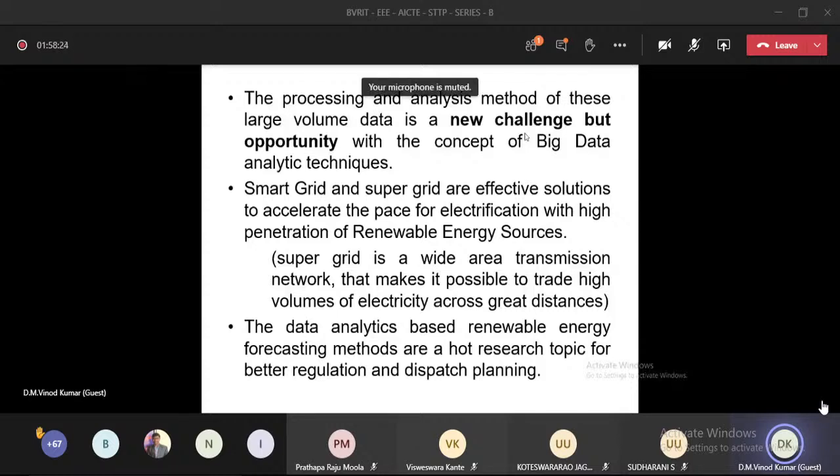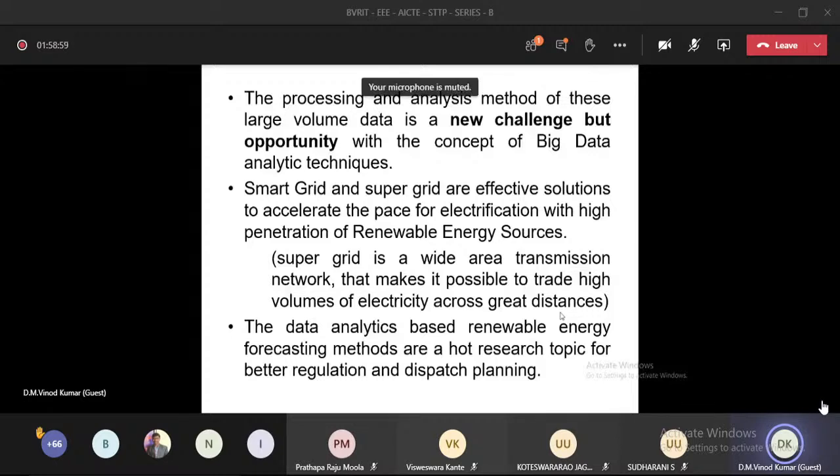And one more word, if you observe, I introduced smart grid and super grid. Then what is the super grid? The super grid is a wide area. If we are talking about PMUs, we use a wide area. Super grid is a wide area transmission network that makes it possible to trade high volumes of electricity. When we talk about trading, it means selling or purchasing high volumes of electricity across great distances. I can trade from another country to our country, or from the northeastern to the southern region. The distance is very large.